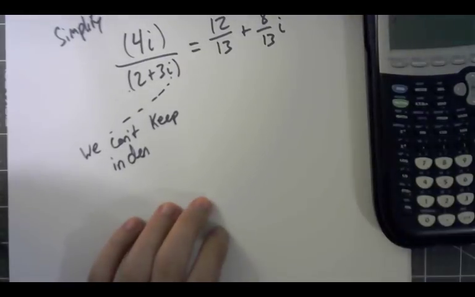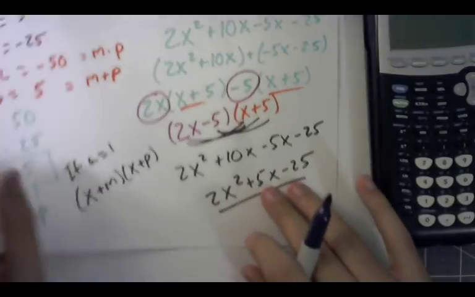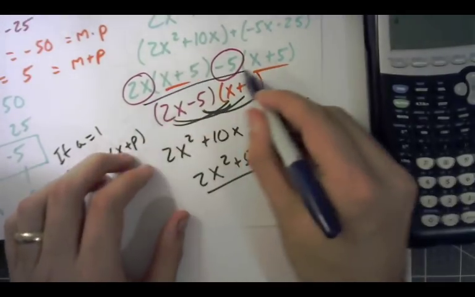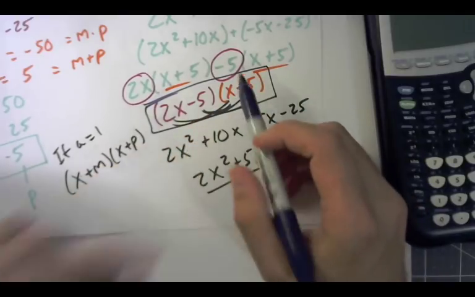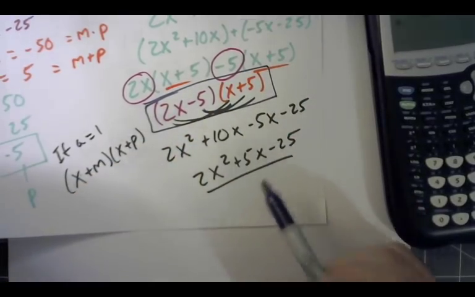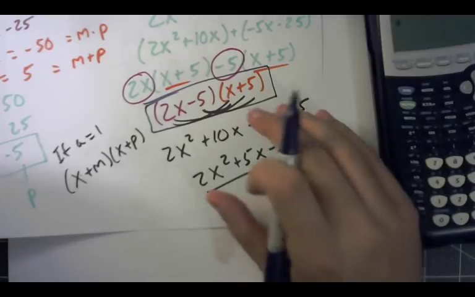Wait, what's the final answer to the question you just did? The factoring one. The factoring one, final answer is this right here: 2x minus 5, x plus 5. And then we can check it by foiling it again.